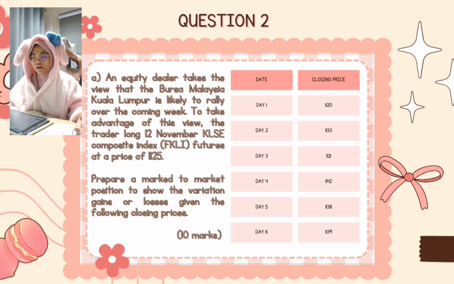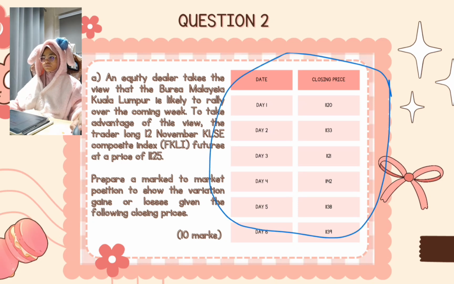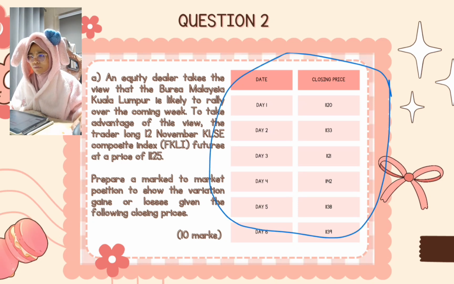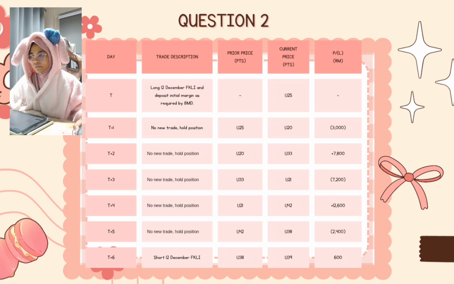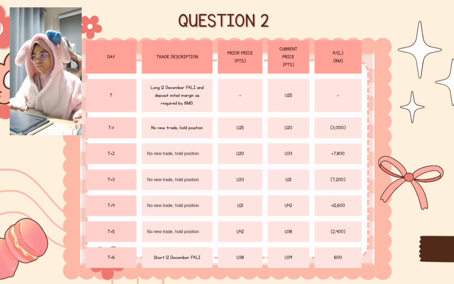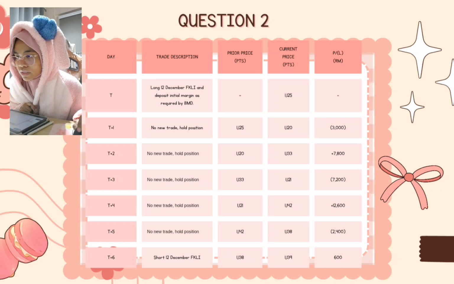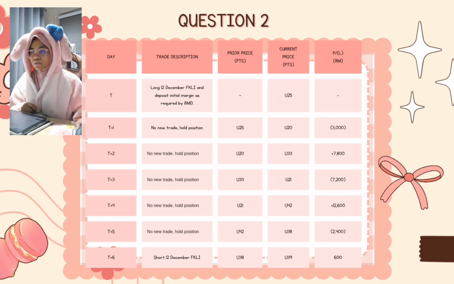So these are the given closing prices for day 1 to day 5 to day 6. So just construct the daily mark to market table. So for the T-Day, the trade description for T-Day: long 12 December FKLI and deposit initial margin as required by BMD. So the current price is 1125 points. And then for T plus 1 to T plus 5, no new trade, holds positions.